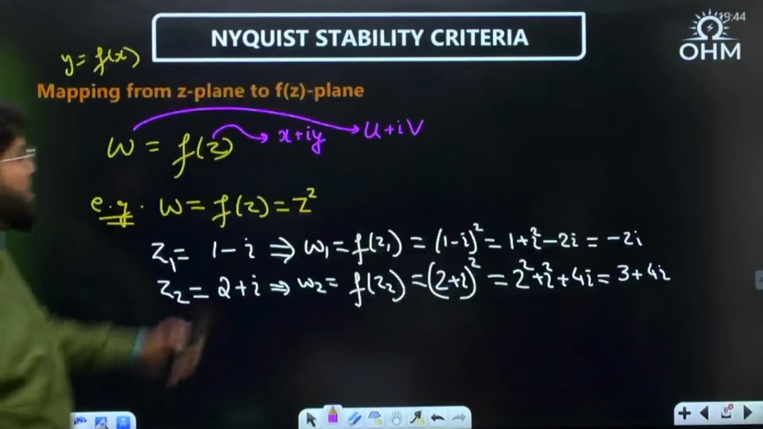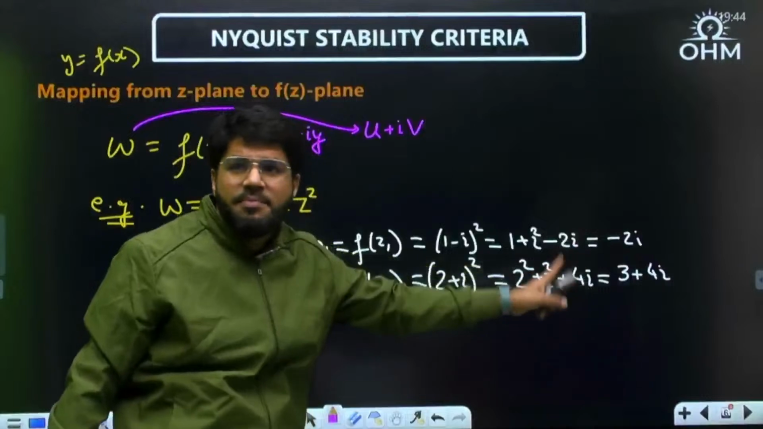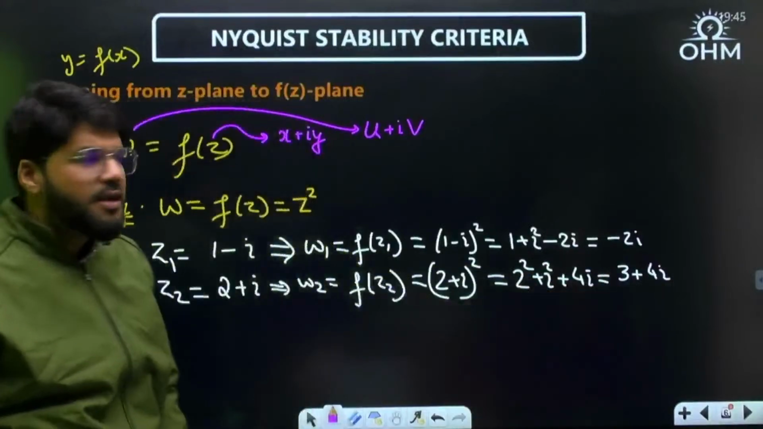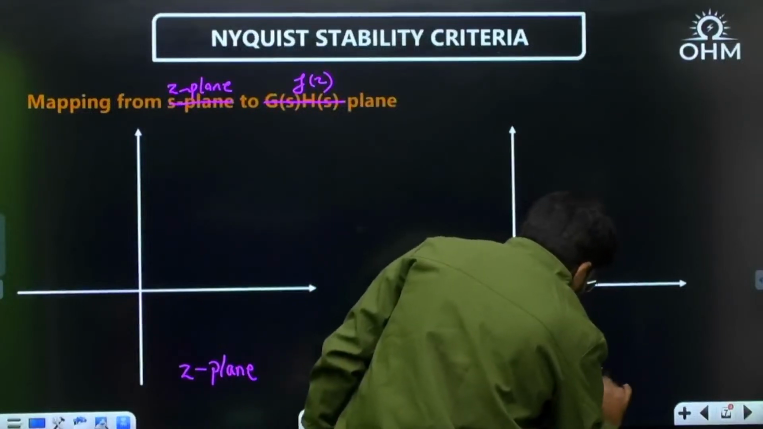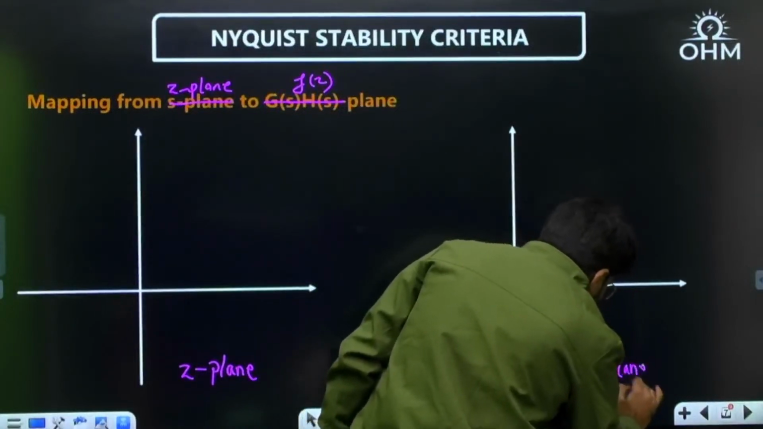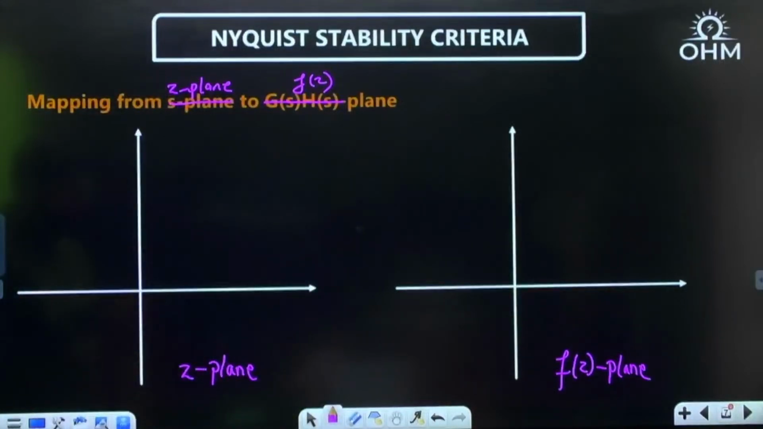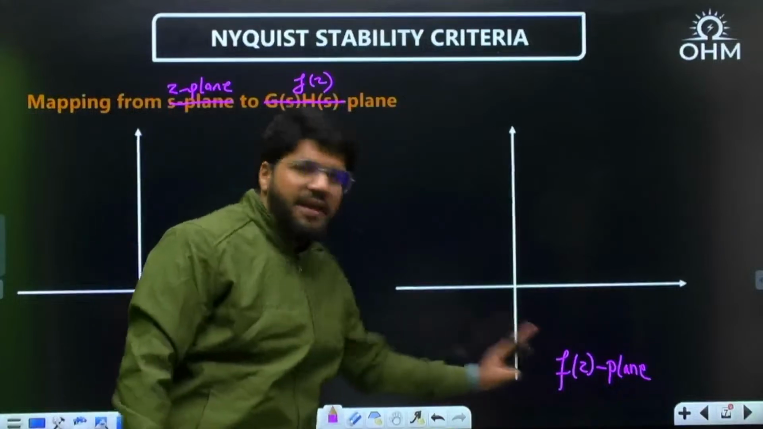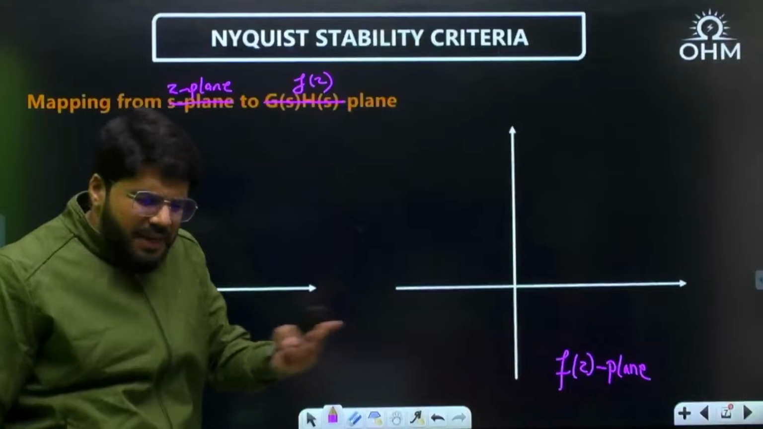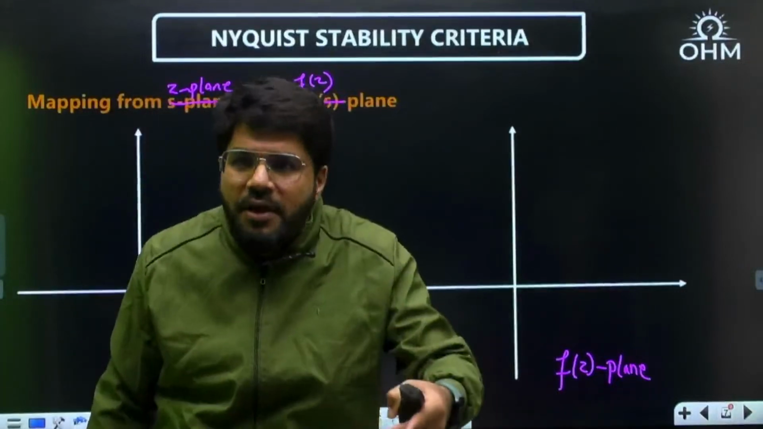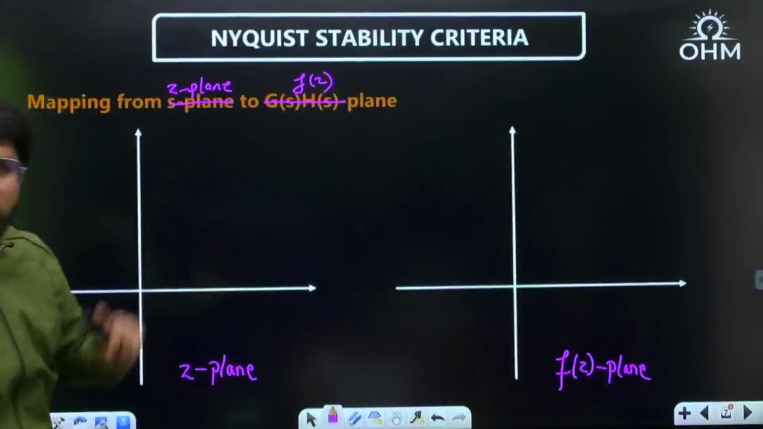To plot the value of the function, we need another plane, because the function again has two parameters, some real parameter and some imaginary parameter. We take another plane, which I will define as the f(z) plane. Keep understanding: a z plane and an f(z) plane. Both of them are complex planes. We can in general name them complex plane, but usually complex planes are named after the variable you are plotting. Here I am going to plot z, there I am going to plot f(z).